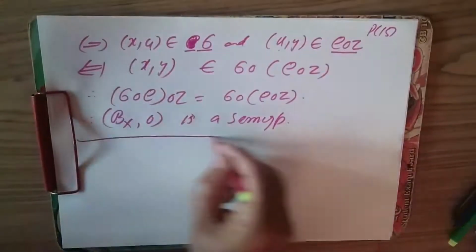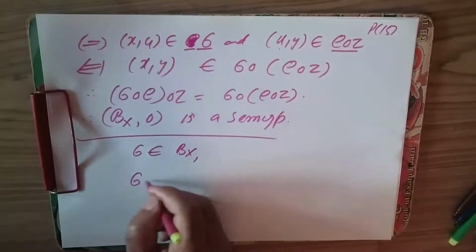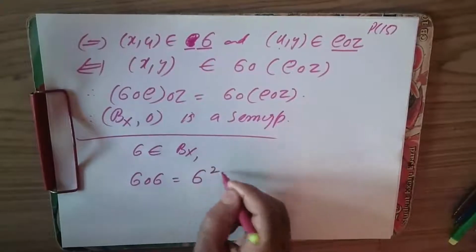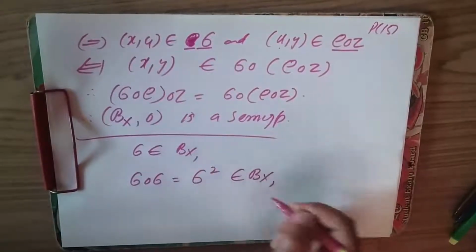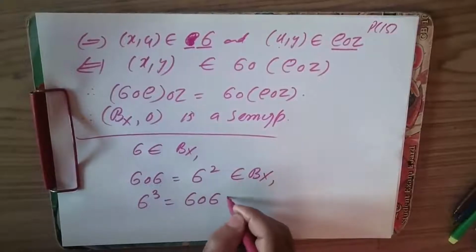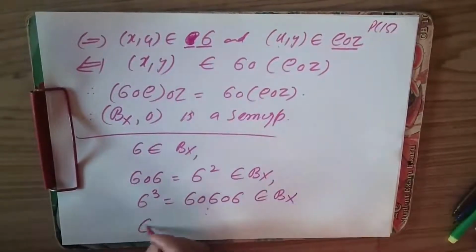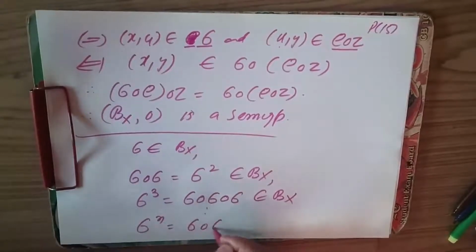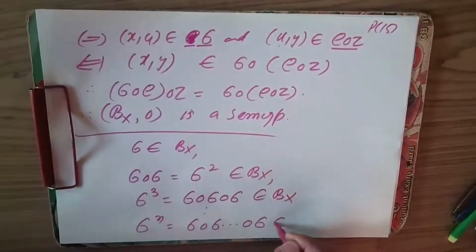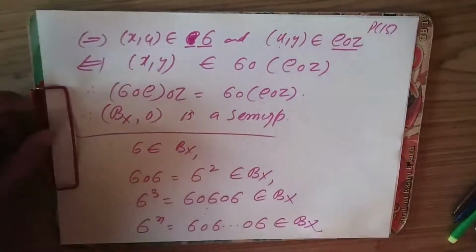We use the following notation for sigma belonging to B(X). We denote sigma composition sigma by sigma square. It's also a member of B(X). Sigma cube means sigma composed with itself three times, so it's again in B(X). In general we have sigma to the n, that means we compose sigma n times.